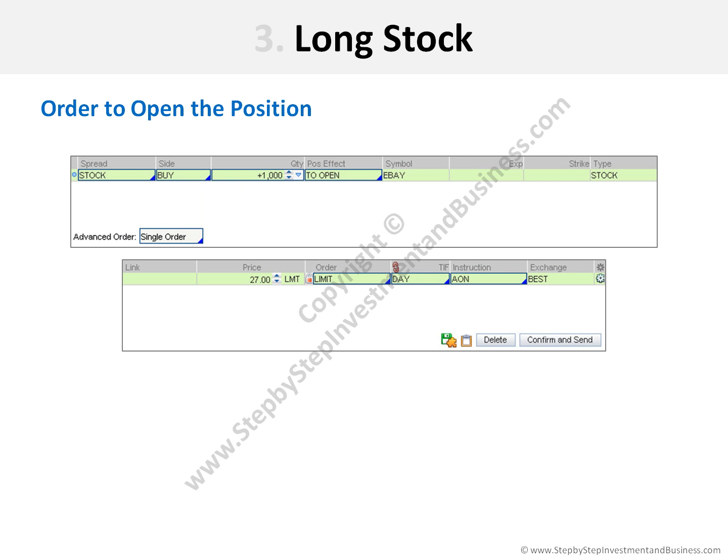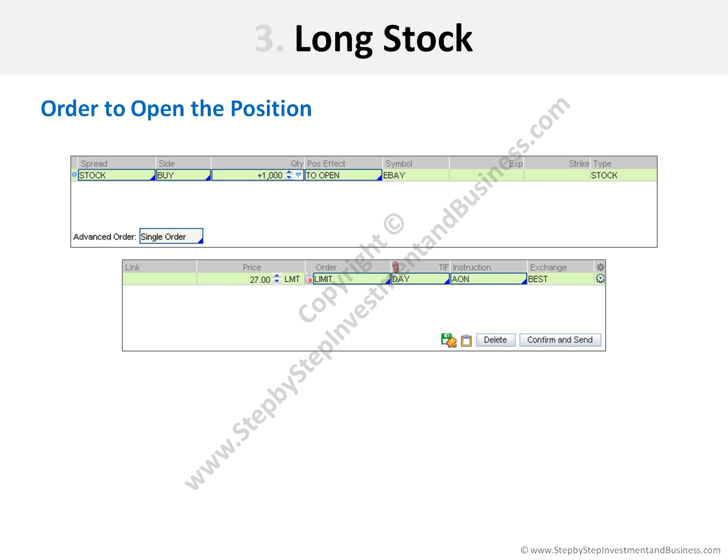Here we can see the order we must enter to open the position. It consists of buying 1,000 shares of eBay. In the side column, we select the action Buy to indicate the purchase of shares, and in the Position Effect column, we select the option To Open to indicate that we want to open a new position. The entered price is $27, and the order type is Limit. That is, we want to buy the shares at a maximum price of $27.